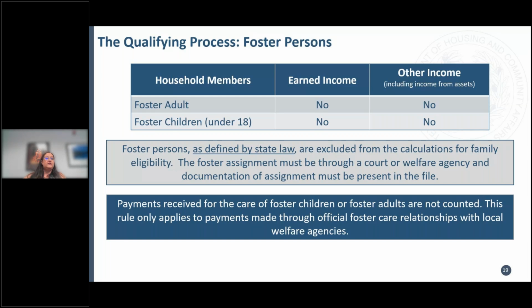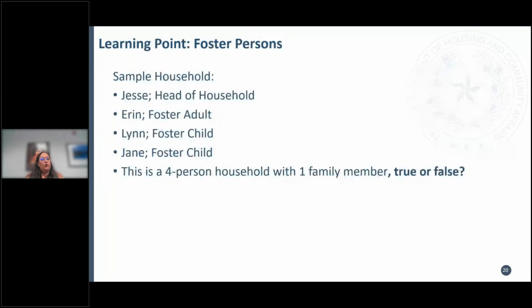So we've got a sample household here. We're going to have another poll in just a second. We've got Jesse, who is the head of household. Aaron is a foster adult. Lynn and Jane are foster children. True or false, this is a 4-person household with 1 family member, meaning that you might need bedrooms to cover 4 people, but eligibility and income limit wise, you're only looking at the 1-person income limit. I'm going to launch the poll now.